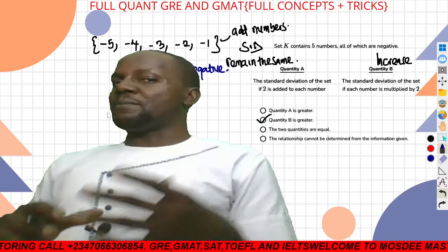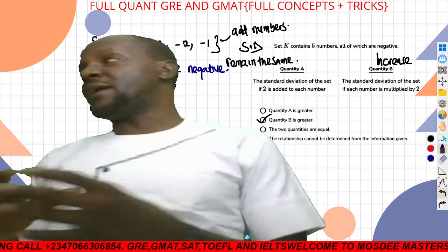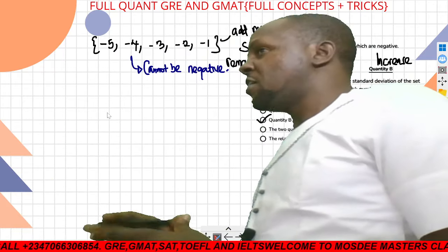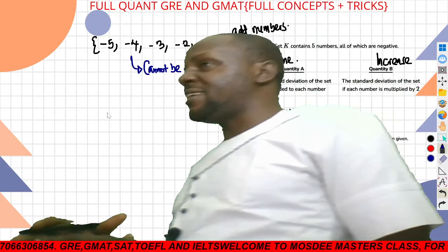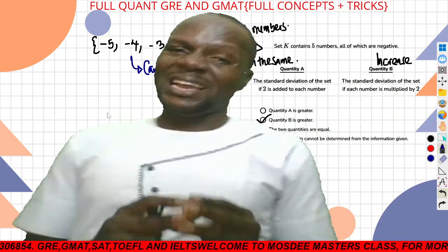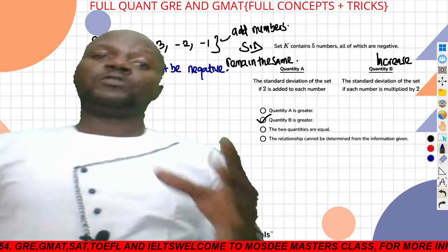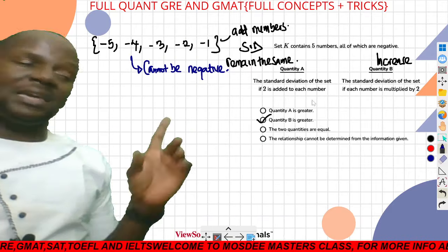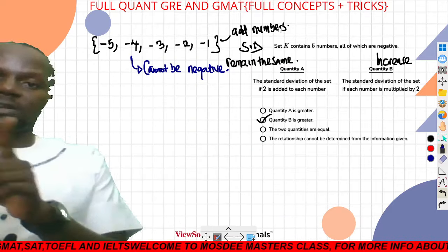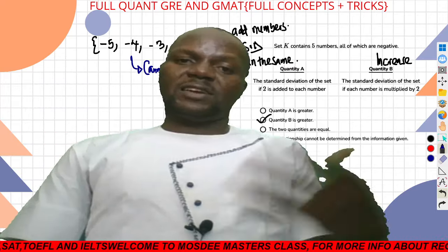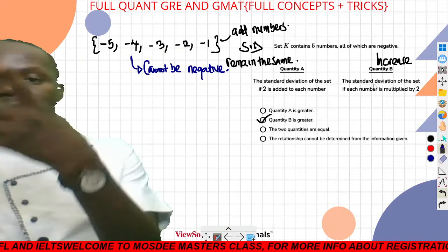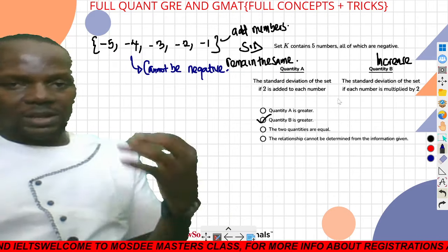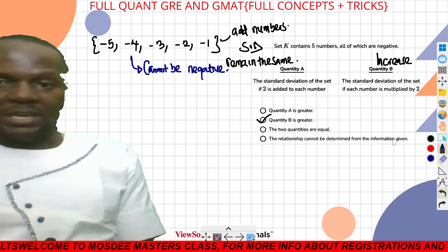Yes, if you multiply -5 times 2, that's -10, which is lower. But standard deviation cannot be negative, and because it cannot be negative, it will always be positive. That is why it will increase. So it's a key concept you can keep in mind, a trick. Just one simple trick: B will be greater. When you add, it remains the same. When you multiply, it will increase. This is the method we use, and it can never be negative.